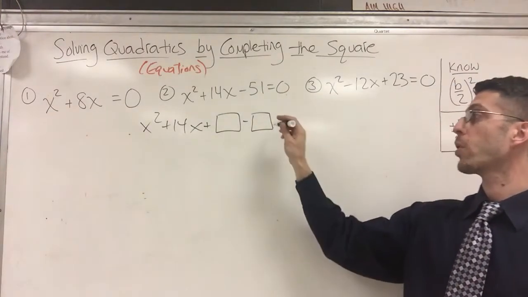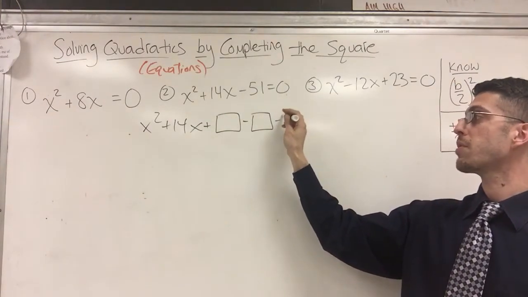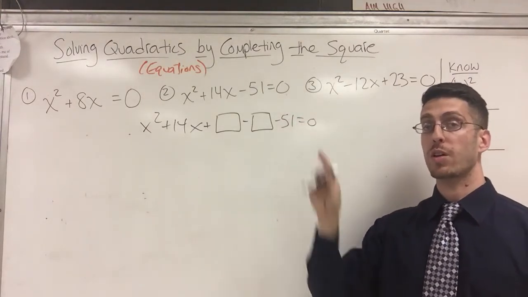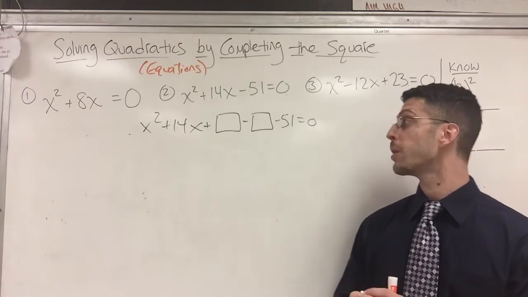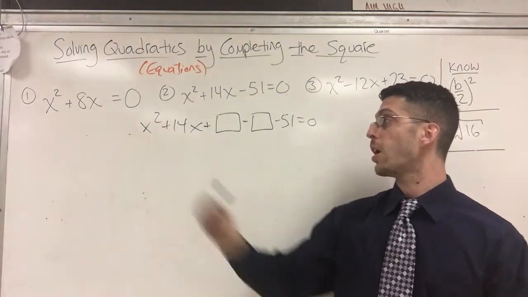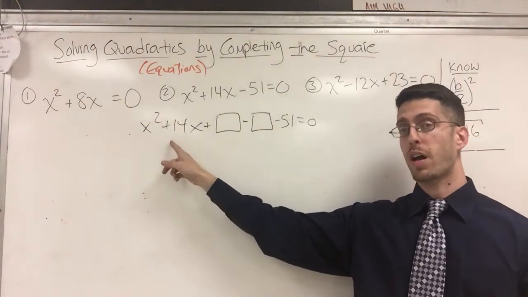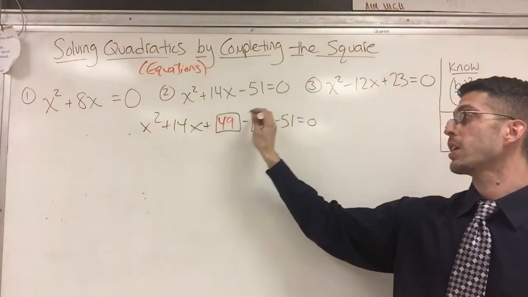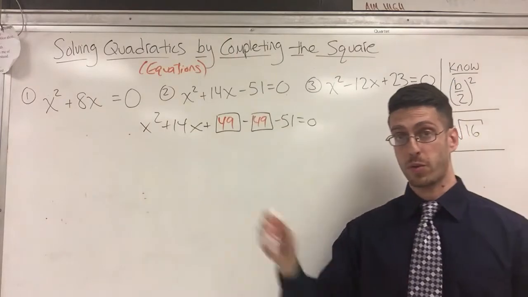So I'm actually going to leave the 51 here equals 0. But you can do it where you add 51 to the other side right away. I'm going to let it hang out though. I don't want it to be lonely. What number goes here? 14 divided by 2 is 7. 7 squared, 49 completes the square. It's a perfect square.